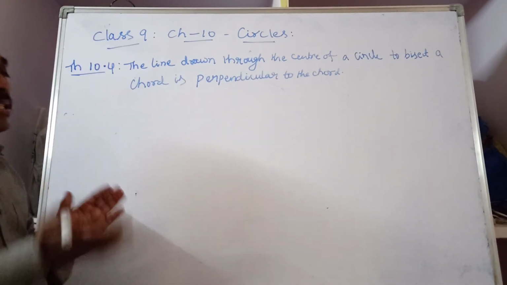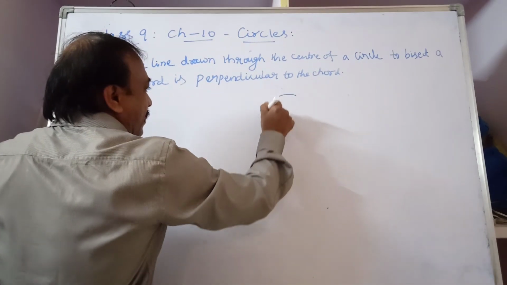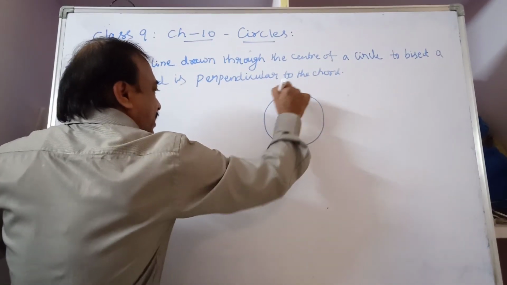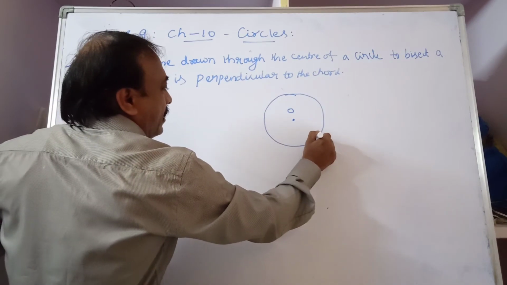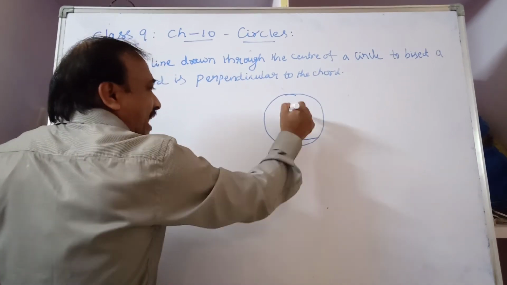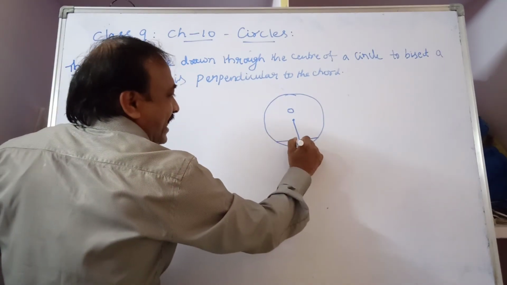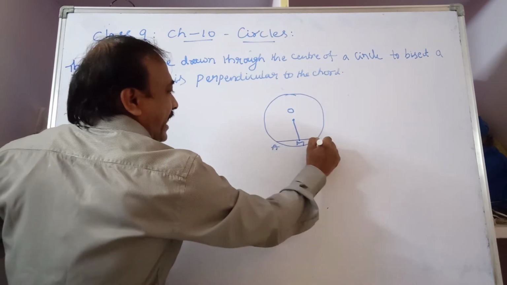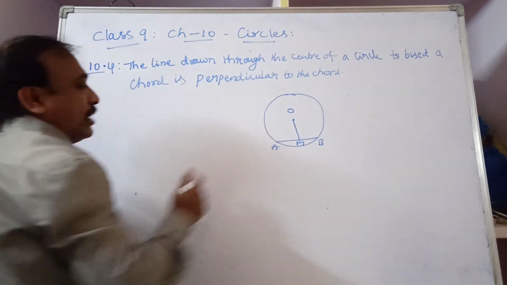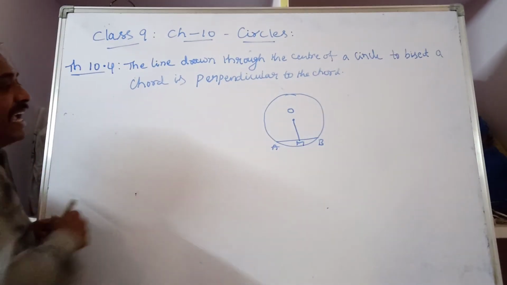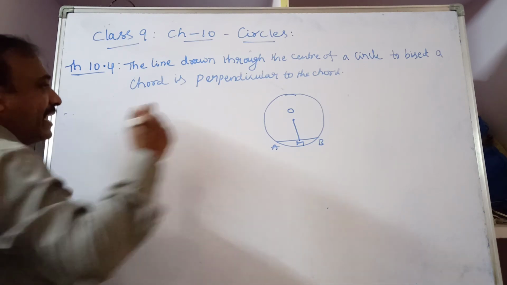Now, the converse of theorem 10.3. So he is saying that in a circle with center O, there is a chord. If you draw a line from the center which bisects the chord, given that M is the midpoint of AB, we have to prove that OM is perpendicular to AB, or angle OMA is equal to angle OMB is equal to 90 degrees.